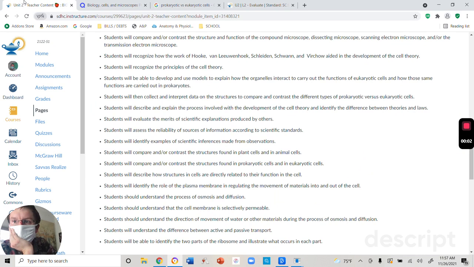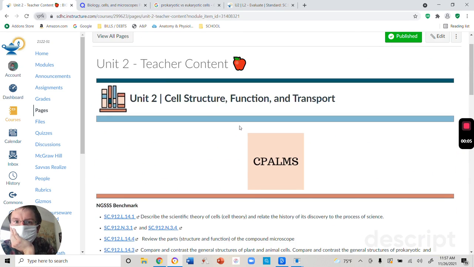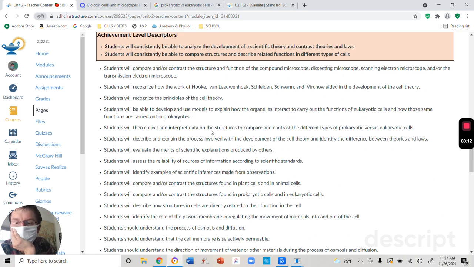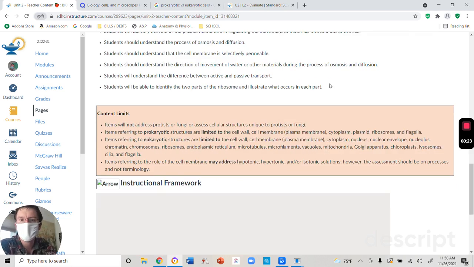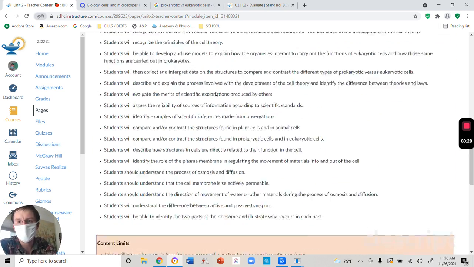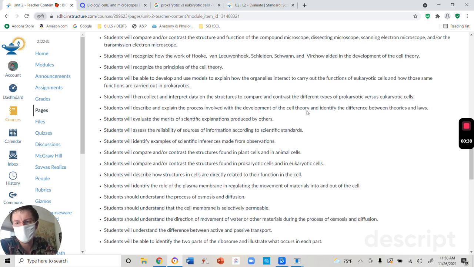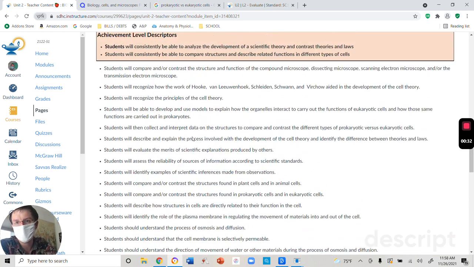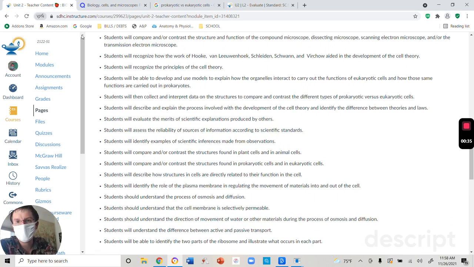Okay, guys. So, next is the cell structure, function, and transport unit. This was unit two. This was when we were talking about prokaryotic and eukaryotic cells and plant and animal cells, cell theory, microscopes, all that fun stuff. So, these are the performance expectations. I know it looks like a lot, but believe it or not, you guys already know this stuff. So let's just get right into it.